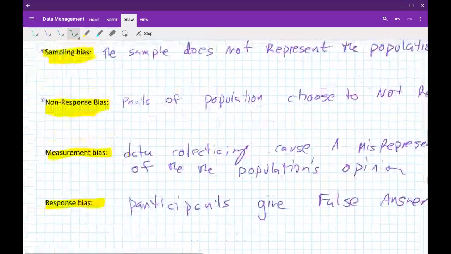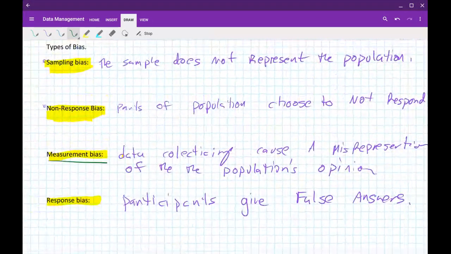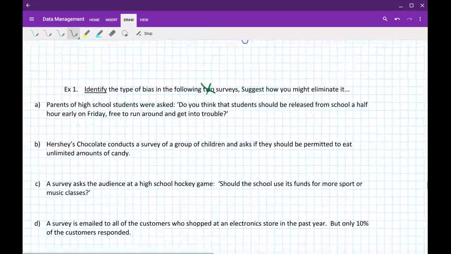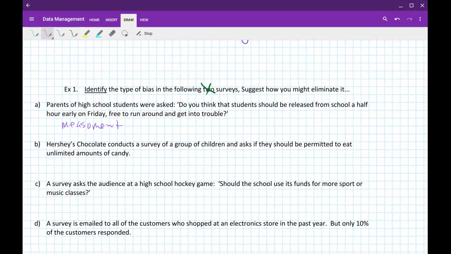Okay, so going back up to our thing, this is a measurement bias because the act of measuring this is a loaded question. Okay, and how do we fix this? You basically get rid of this. For whatever reason, if you say free to run around and get into trouble, and you're asking parents this nonetheless, you're sort of putting fear into the parents, and they'd be like, oh wait, if they're going to run around and get into trouble, obviously no, we shouldn't let them out a half hour early on Friday. You kind of see what I'm saying?